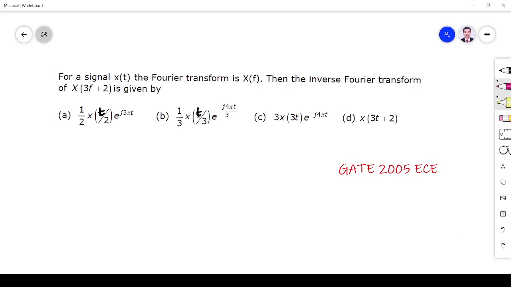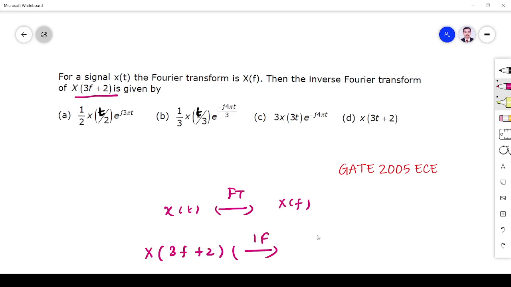Hi friends, in this video let us solve the Fourier transform related question asked in GATE 2005 EC paper. The question is: for a signal x of t, the Fourier transform is X of f. Then what is the inverse Fourier transform of X of 3f plus 2? So for x of t, Fourier transform is X of f. Right? So what they are asking is the inverse Fourier transform of X of 3f plus 2. This is what they are asking.